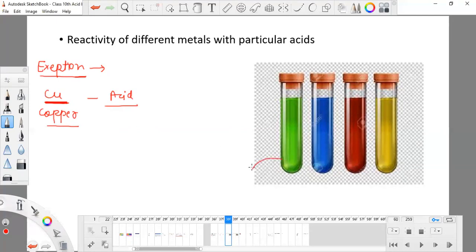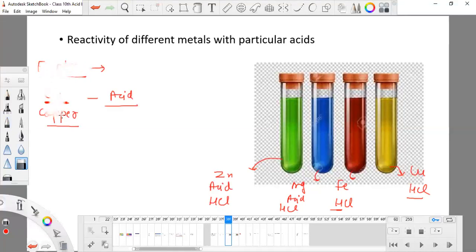Here I added zinc with acid. Here I added magnesium with acid. I'm taking the same acid, HCl, in every test tube. Here I take iron with the same acid, HCl, and here I took copper with HCl. Now what would happen? Carefully, the exception is our copper. Our copper is the exception.